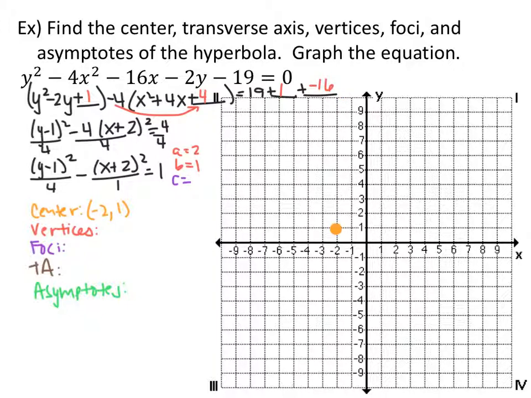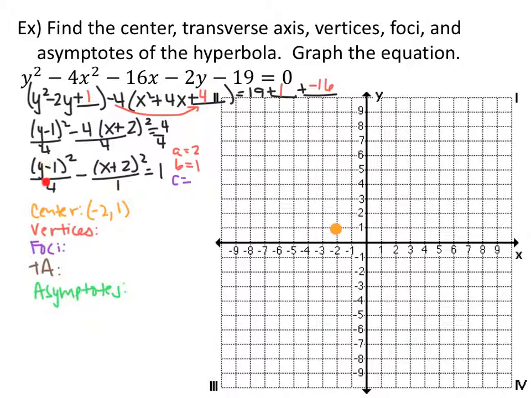So you end up, once you divide by this 4, because you need a constant of 1 on this side, with y minus 1 quantity squared over 4 minus x plus 2 quantity squared over 1 is equal to 1. So you can read the center, negative 2, 1, straight out of that. A is always the first denominator, a squared, so you know a is 2 and b is equal to 1.